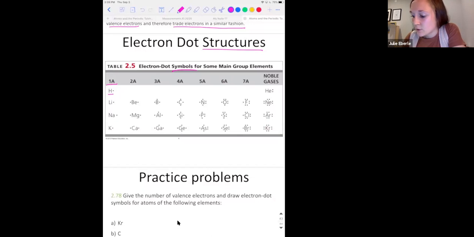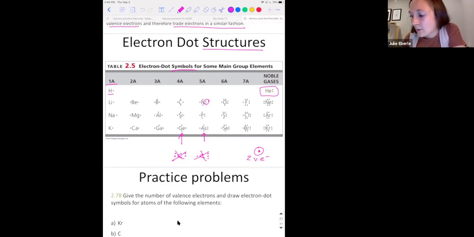Notice group 4, we don't draw carbon like this. And we don't draw carbon like this. We put one dot on each side, and then when we get to group 5, we've run out of sides, so now we can double up and put 2 electrons on one side. Again, helium is an exception. Yes, it's in main group 8, but remember, it's on row 1, so it only has one shell around its nucleus, and that first shell can only hold 2 valence electrons. So that's why the electron dot structure for helium only has 2 dots.